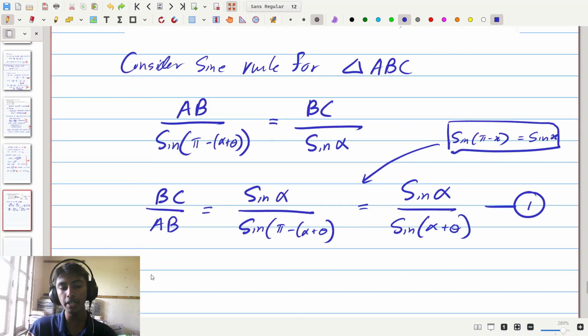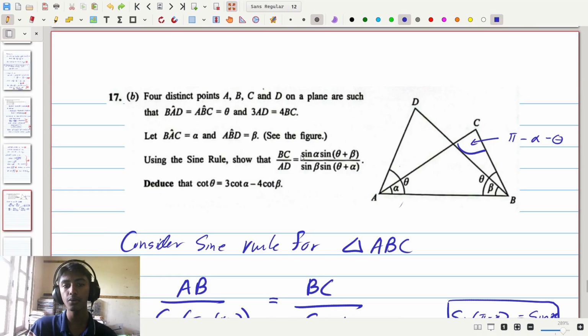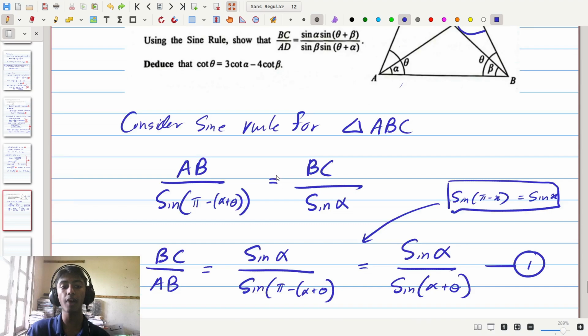But in the denominator we can see instead of AB we have AD. So therefore we need to find AB divided by AD, which if we find and multiply by this thing, we can see we're going to cancel out the AB and AB, leaving us with BC divided by AD, which is what we want.